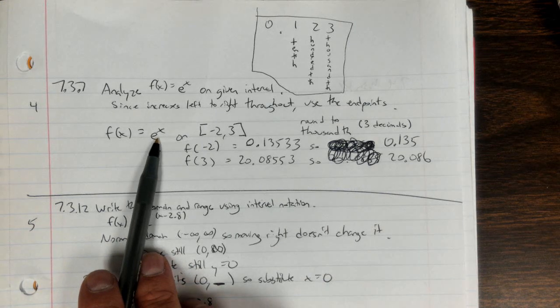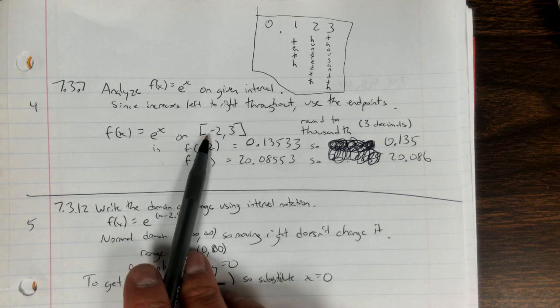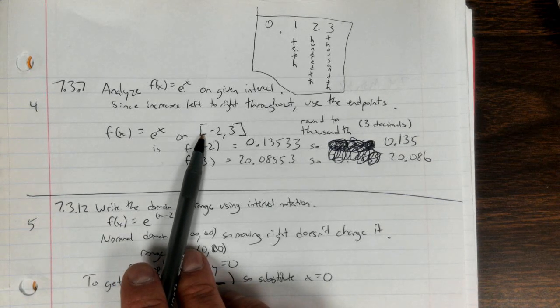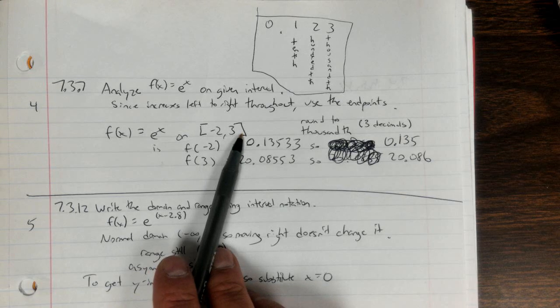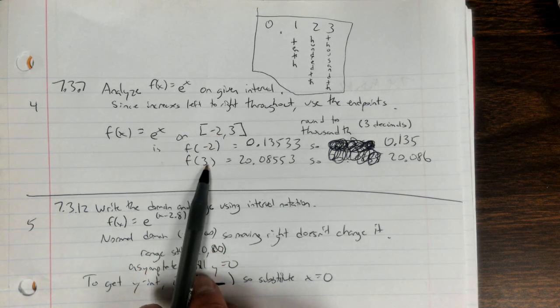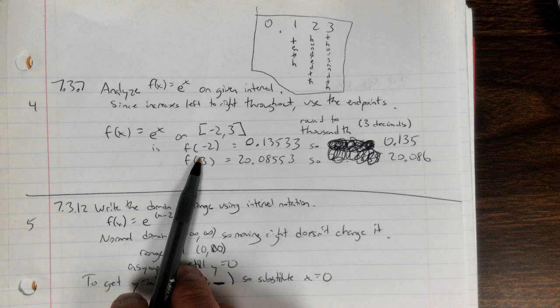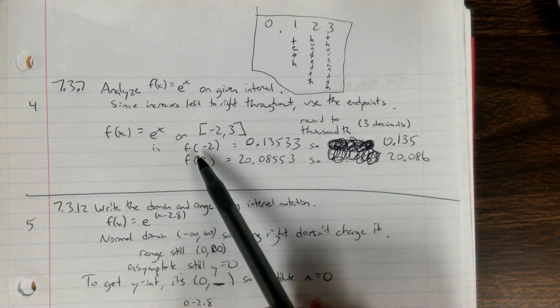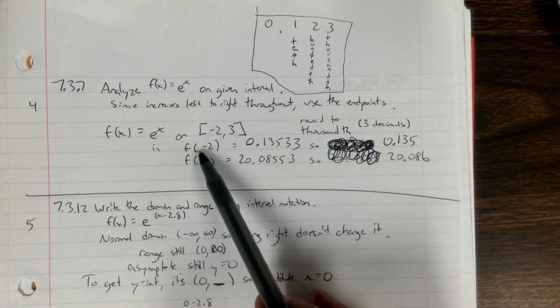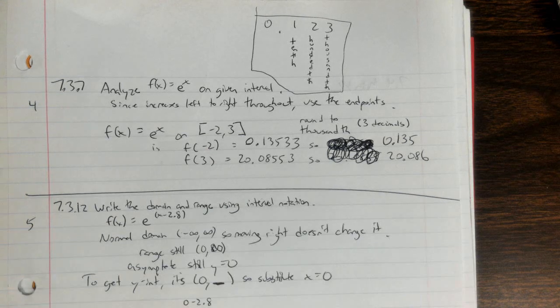So this one that I did was e to the x on the closed interval, which means it includes the number -2 and 3. So basically you just do f of -2 and f of 3. There's two ways to do it. It doesn't matter what you do. On your calculate screen, you can actually just say e to the -2 and then e to the third. So you can do it that way.